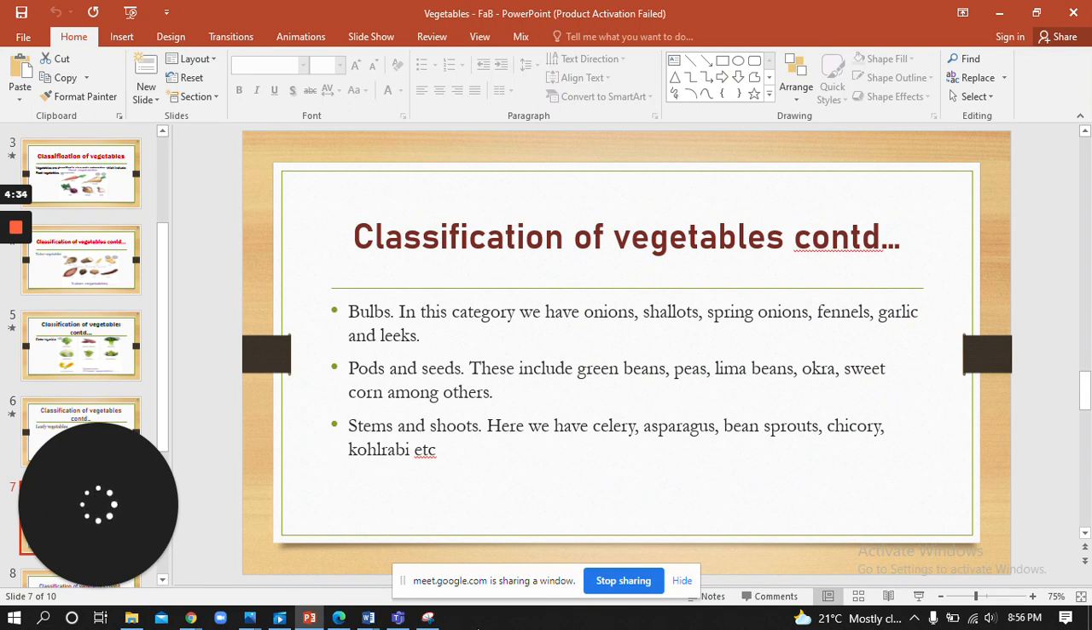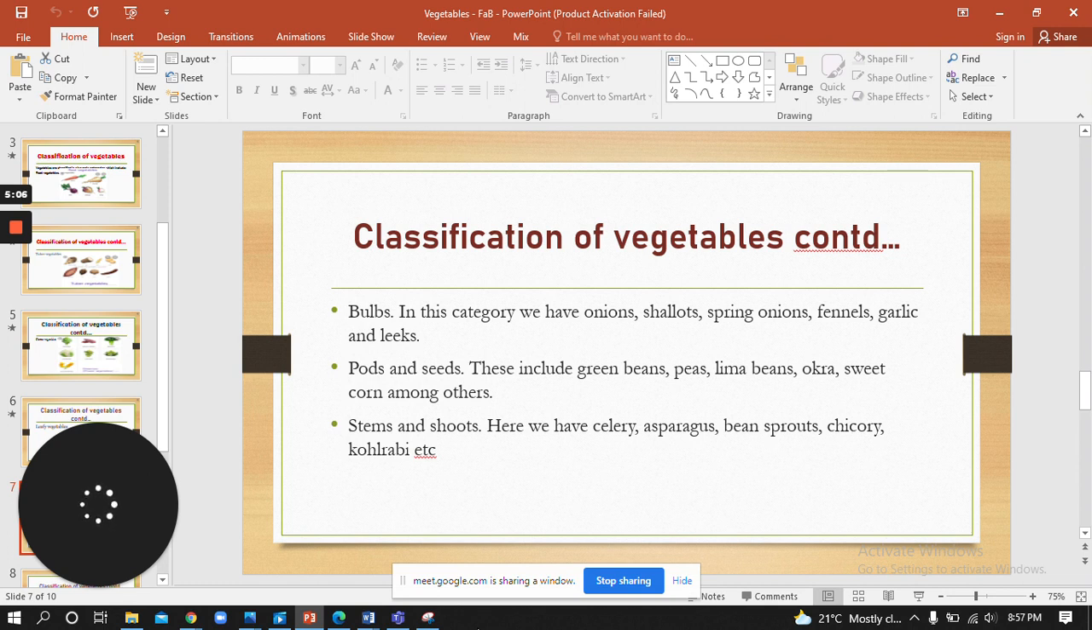We continue with the categories. The next category we look at are the bulbs. In this category, we have the onions, the shallots, the spring onions, the fennels, the garlic, and also the leeks. You realize that in the bulbs, we have mostly the different types of onions. Those are the ones that make up the bulk of the bulb vegetables.